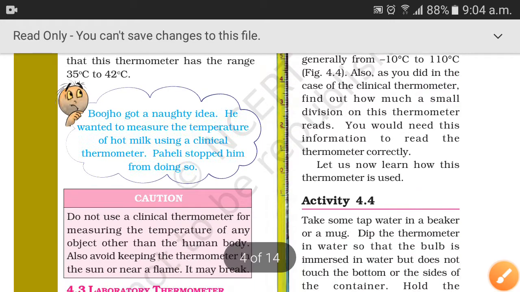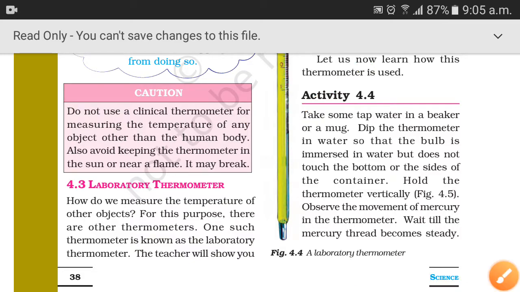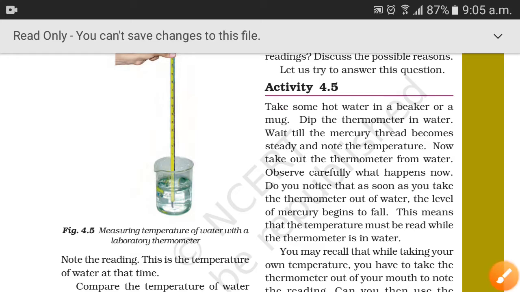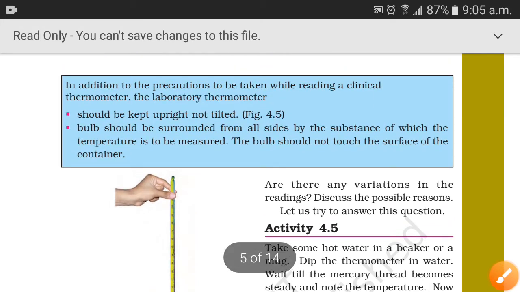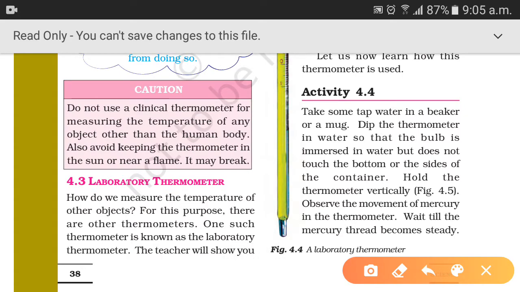Okay, now see this Activity 4.4. Take some tap water in a beaker or a mug and dip the thermometer in the water so that the bulb is immersed in water but does not touch the bottom or the sides of the container. Whenever you measure temperature with a thermometer, you should be careful that the bulb of the thermometer should not touch the container or the sides of the container. It should be immersed above the bottom of the container.